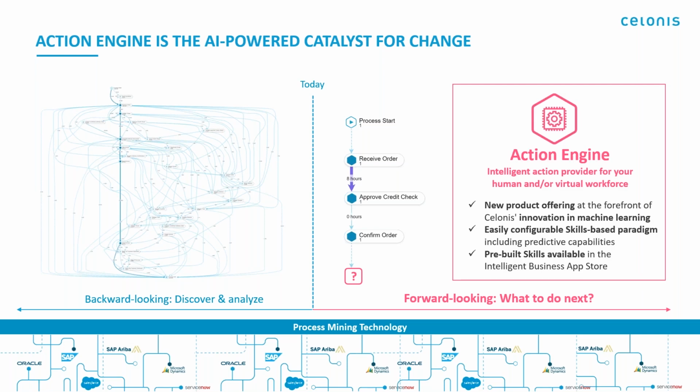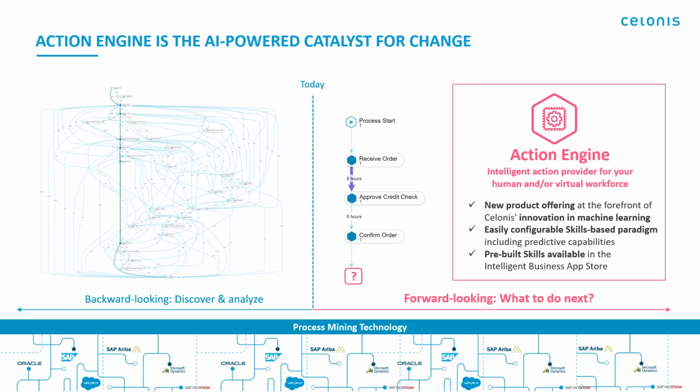So you can consider the Celonis Action Engine as the AI-powered intelligent action provider for your human and/or virtual workforce. It's supporting your employees and business users to identify improvement opportunities and execute them right away without any additional manual effort. The Action Engine, from a technical perspective, is based on easily configurable and adjustable skills that you can tailor to your needs to cover any custom use case you can think of.